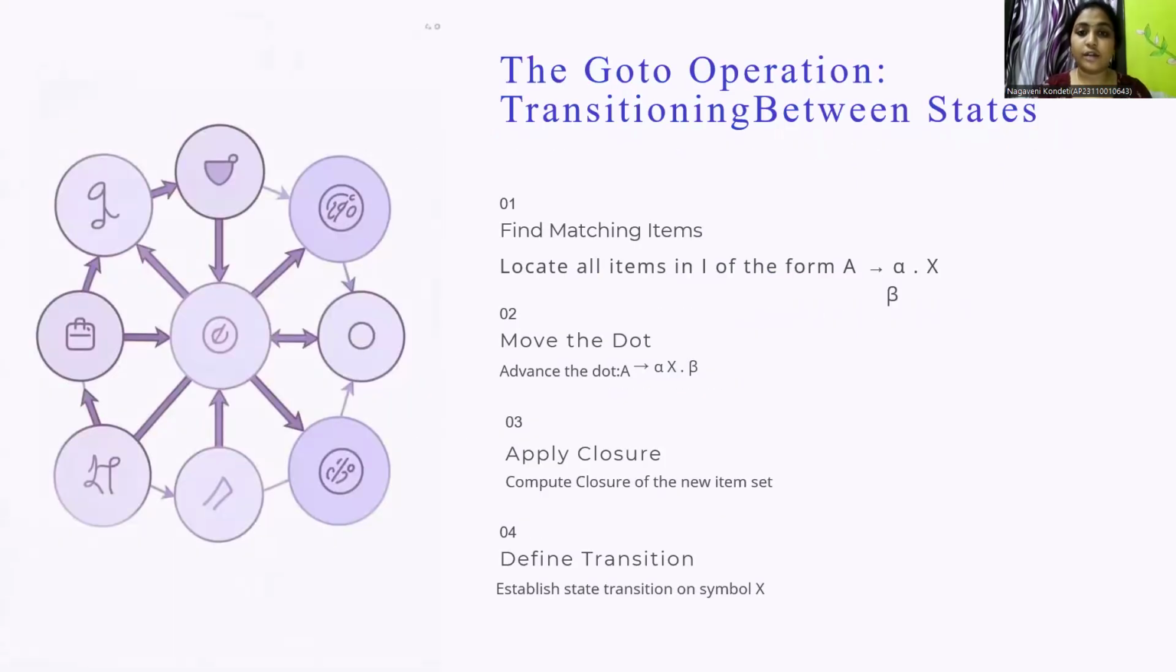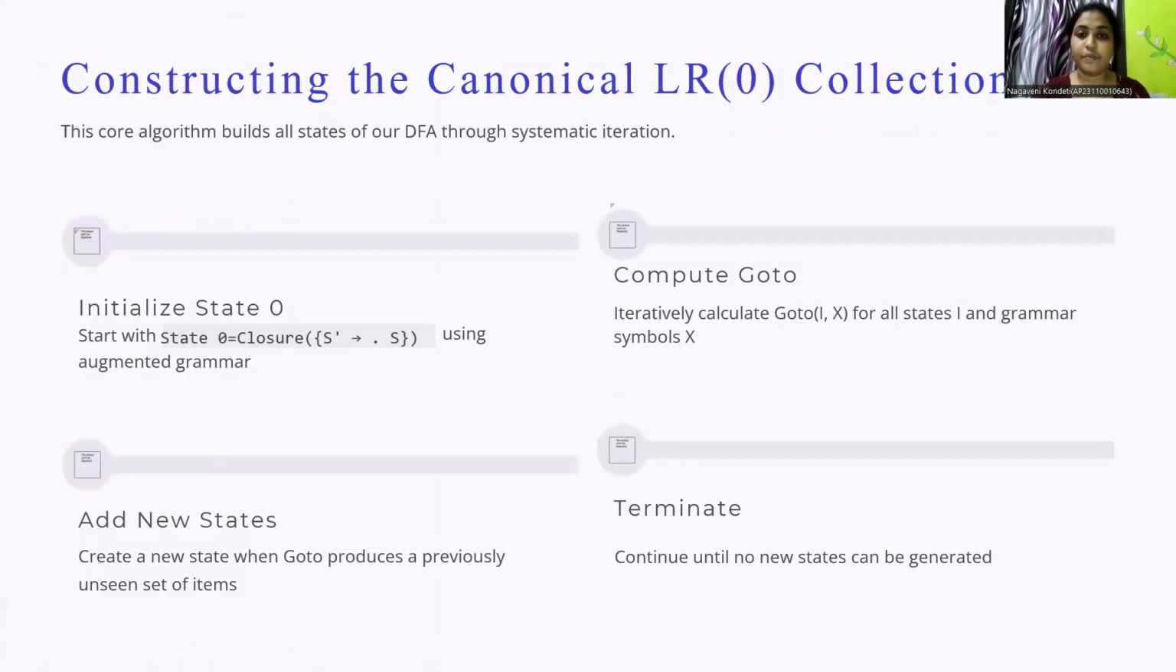After that, let us look at the goto operation. The goto operation is used to move from one state to another. First, we find items where the dot is before a symbol. Then, we move the dot over that symbol. Next, we apply closure to the new set. Finally, we create a transition to a new state based on that symbol. So, goto helps build connections between the states.